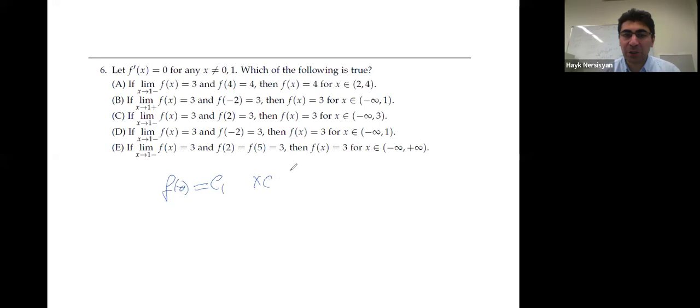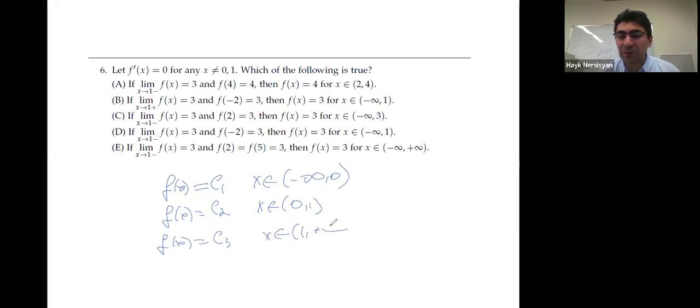when x belongs to -infinity to 0. We can say f of x is maybe another constant as x belongs to the 0 to 1 interval. And maybe f of x is another constant as x belongs to 1 to plus infinity. So having derivative equals 0 on an interval, we can say the function is constant.